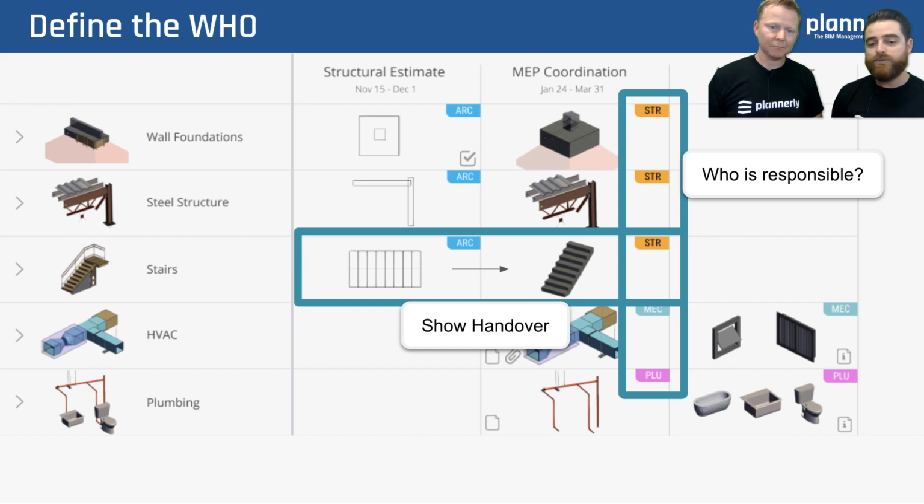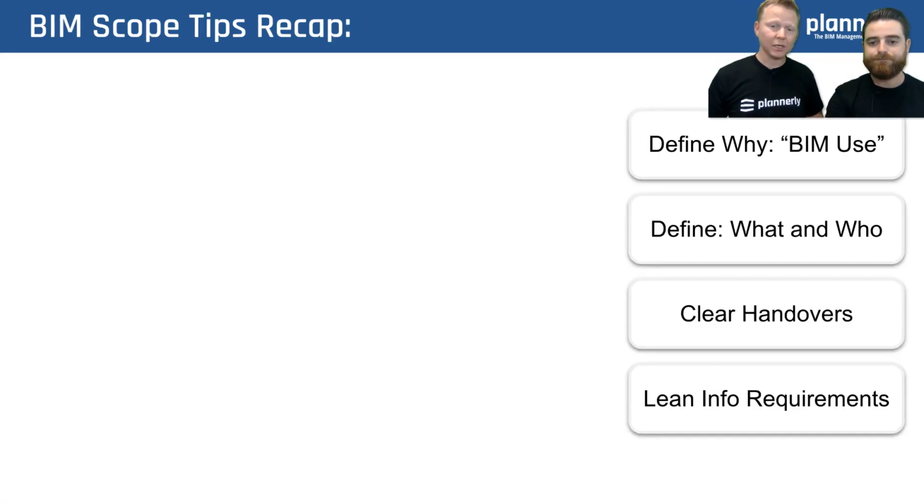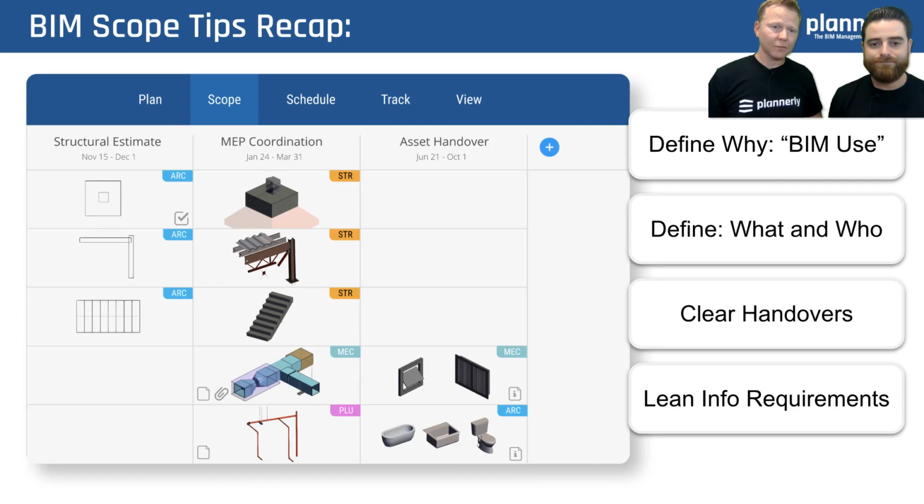So in many projects, we have examples where content is owned by a certain trade. This example is, the stairs are owned by the architect early on, and then the structural engineer takes over. And being able to recap on those, we have to understand why. We always start with the purpose. So why are we creating the model in the first place?